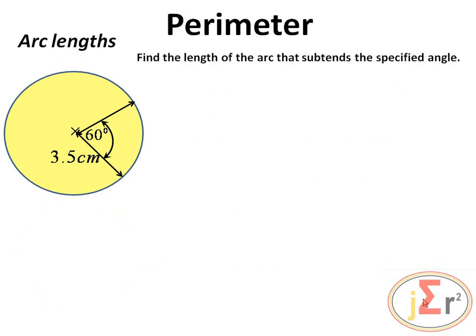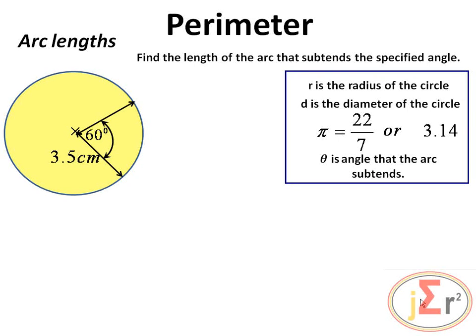So find the length of the arc that subtends the specified angle. So r is the radius of the circle, d is the diameter of the circle, pi is 22 over 7. So we have just having that information supplied to us on the slide so that we are just reminded. So in the first case, the length of the arc is the fraction represented by the arc multiplied by the circumference of the circle.